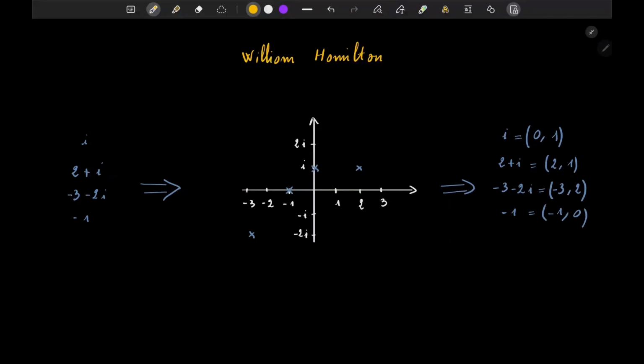And then comes William Hamilton. He did not suggest a way to represent complex numbers. Instead, he presented a way to define complex numbers. He defined them as coordinates in a two-dimensional space. So, for example, i is defined as the point with the coordinates (0, 1), and 2 plus i as the point (2, 1). So Hamilton is different from the other mathematicians in that he doesn't think about complex numbers as a new kind of number, but as just points in a two-dimensional space.